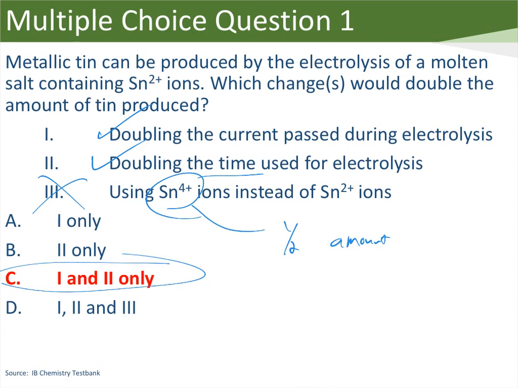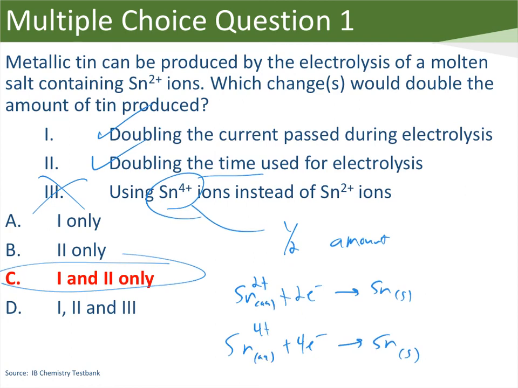So if you want some explanation, let's look at Sn2+ plus 2 electrons makes Sn. Sn4+ plus 4 electrons makes Sn. These are aqueous and this is solid on the right hand side. So if it requires 4 electrons, it requires twice as many electrons. For the same number of electrons, I'm only going to get half the moles of tin using this reaction as I am with this reaction. So using Sn4+ would not be helpful.